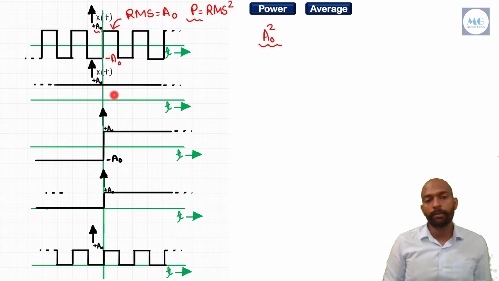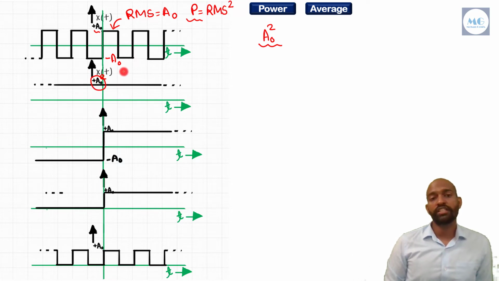So what will be the power of this signal, that is x2(t)? x2(t) is a straight line whose value is A naught, that is plus A naught. Now you just concentrate on the first signal. This signal is periodic. First it is plus A, then it becomes minus A, then again plus A, then minus A. So you concentrate here and take the modulus value of this, according to the formula of power.